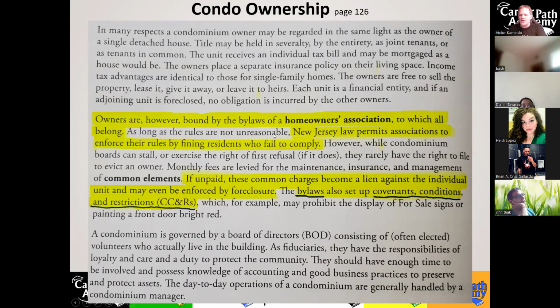Now, as long as the rules are not unreasonable, who's to say what that is? New Jersey law permits associations to enforce their rules by fining residents who fail to comply with them. However, while condominium boards can stall or exercise a first right of refusal, they rarely have the right to file to evict an owner. Monthly fees are levied for the maintenance, insurance, and management of the common elements. If unpaid, these charges become a lien against the individual unit and may even be enforced by foreclosure.